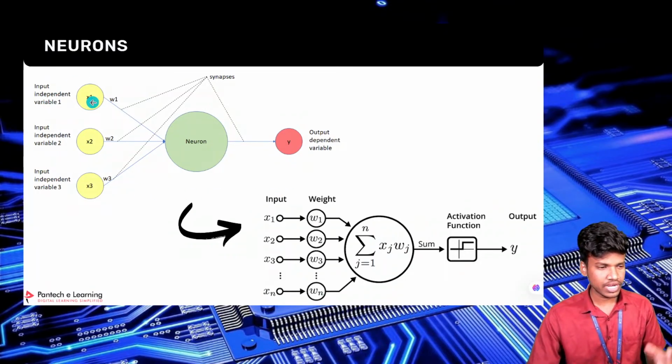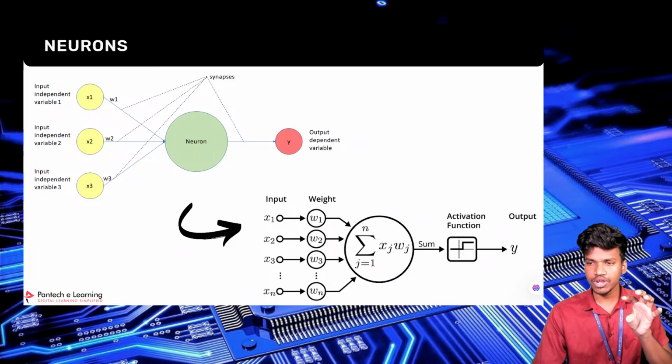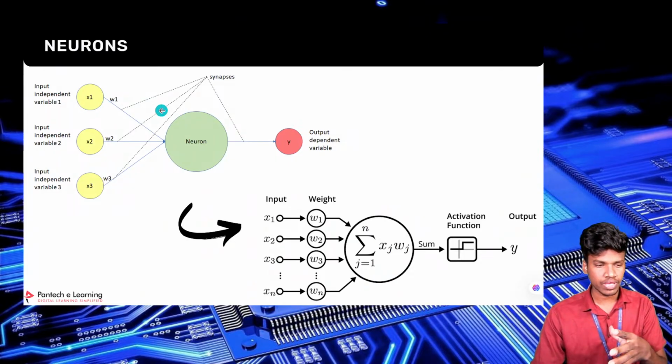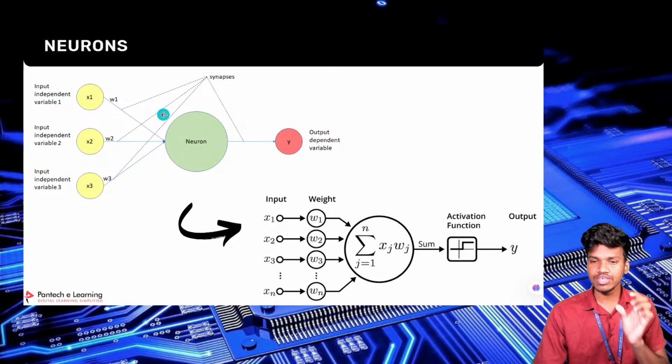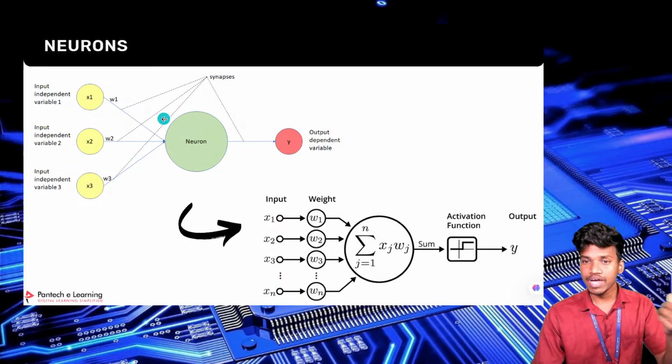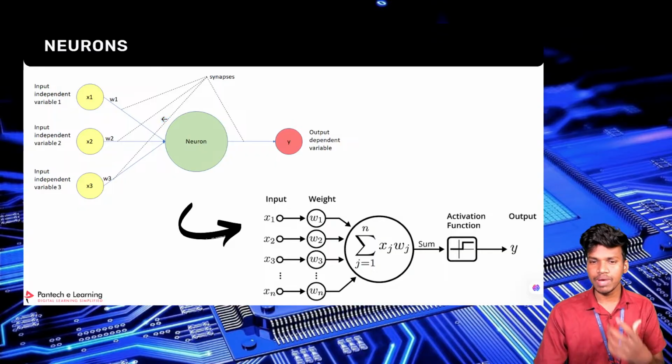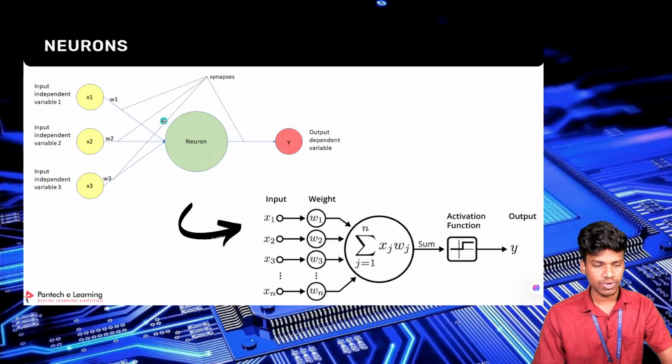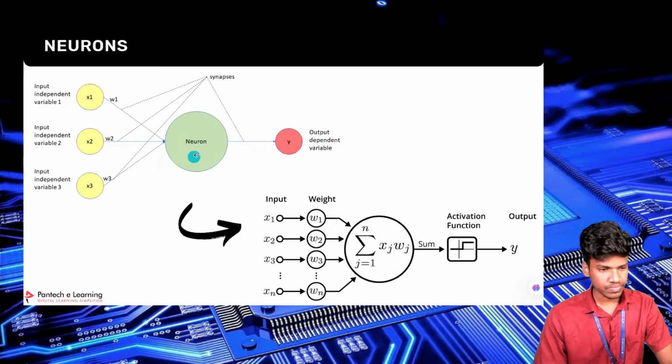Here there are independent input variables 1, 2, 3, so three neurons are split here. Each neuron also has a weight value, meaning the particular neuron's weight value is split layer-wise. That value is important for our back propagation also. What back propagation means, I will tell you later in this session.